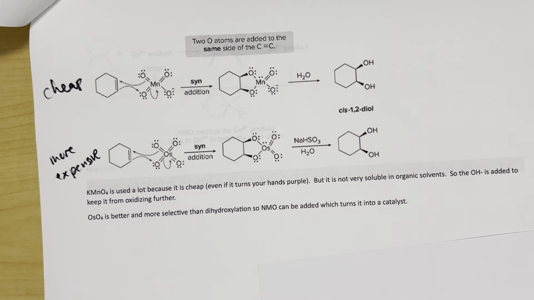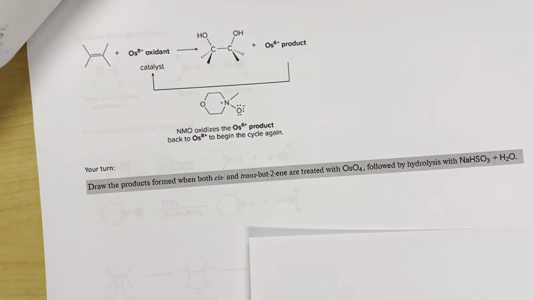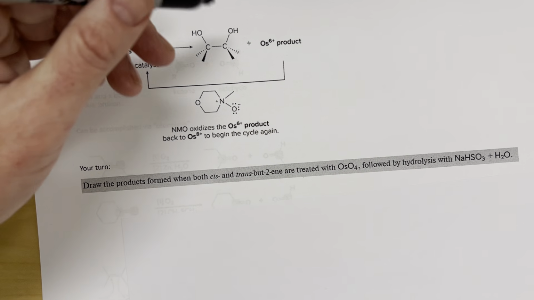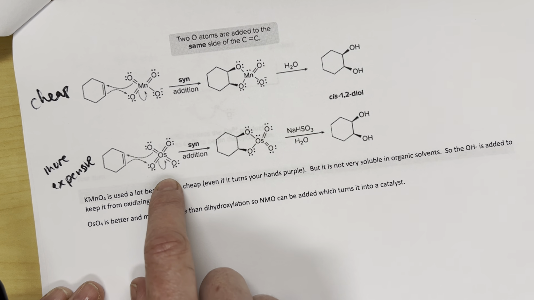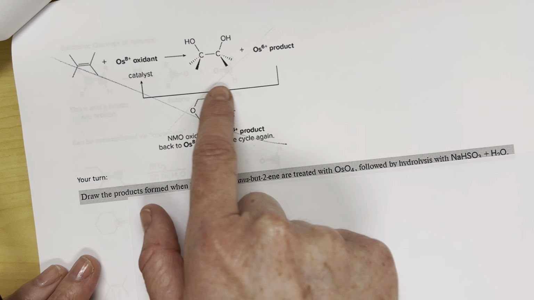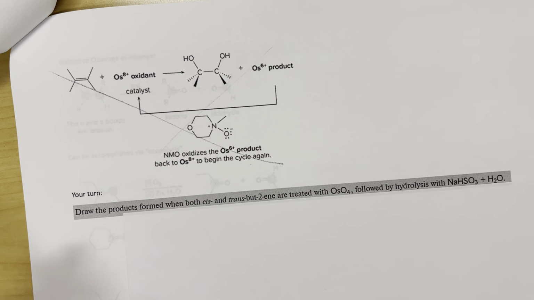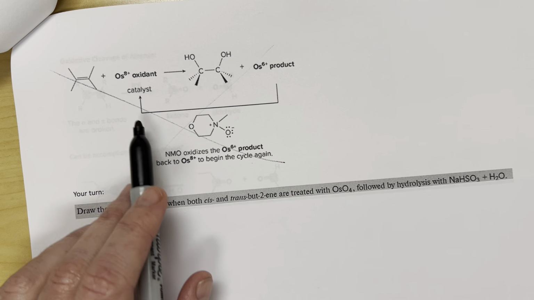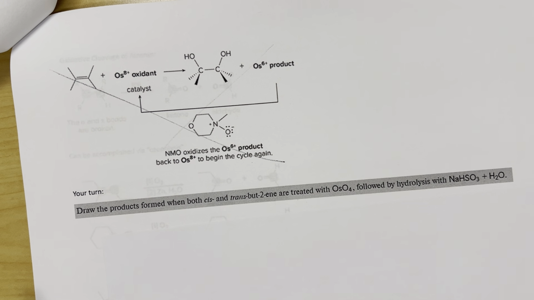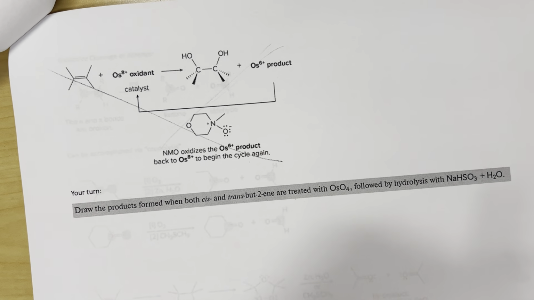Oftentimes when you're doing this, it can be really expensive. And I don't know why I added this. This is just a side note, and really I don't care if you know it or not. But if you come across NMO, it's added to make this osmium right here a catalyst. So if you add NMO, which is this thing right here, it essentially makes the osmium 6 a catalyst, which allows it to kind of come back and be a product and then continue to go on. So you're not using very much because, again, the osmium is very expensive. Okay, so again, I don't care if you know that or not.